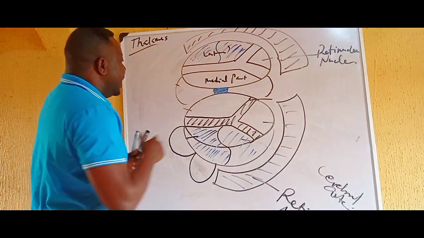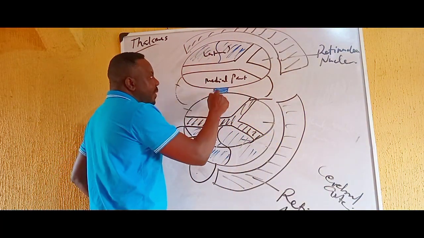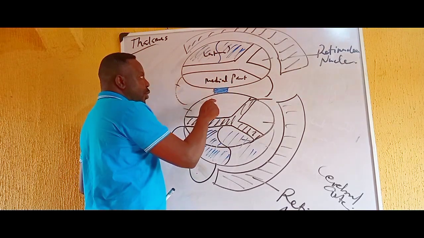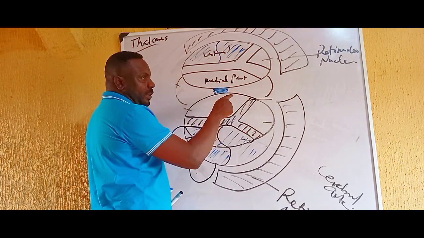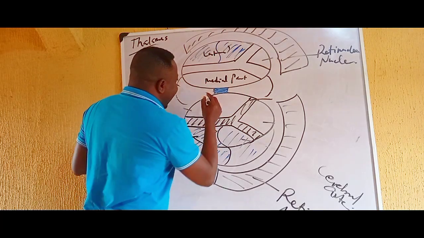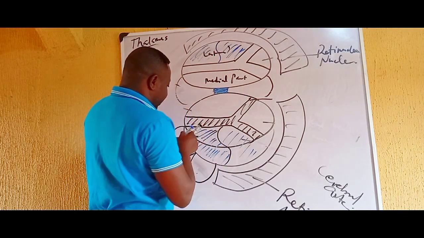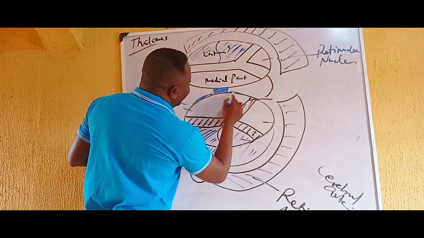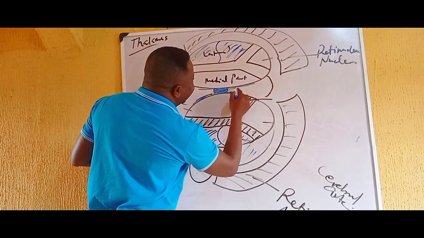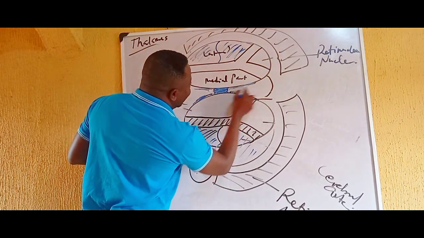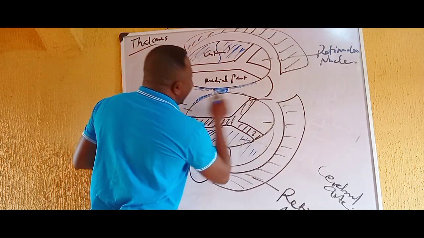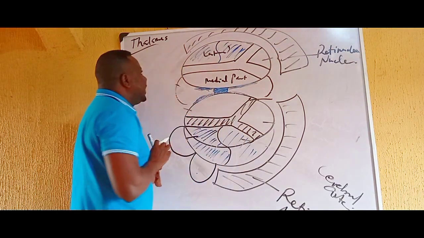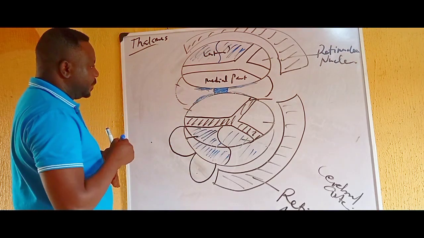Also, like I said, there's a connection between the two thalami, and that connection is actually known as the interthalamic connection. Now, around this area, we have another nuclear group which is actually called the midline nuclear group. Of course, they are also present within the interthalamic adhesion.